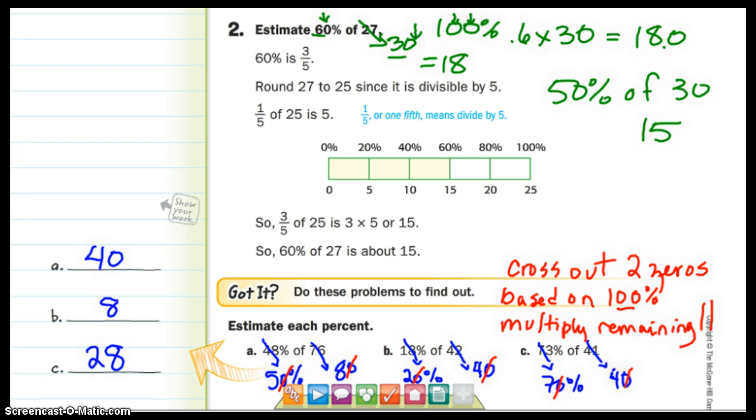It's that simple. So after I crossed out the 0 and the 50 and the 0 and the 8, I have 5 times 8, which is 40. I cross out the 0 and the 20 and 0 and the 40. 2 times 4 is 8, and then 70, cross out the 0, 40, cross out the 0, 7 times 4 is 28. Turn the page.